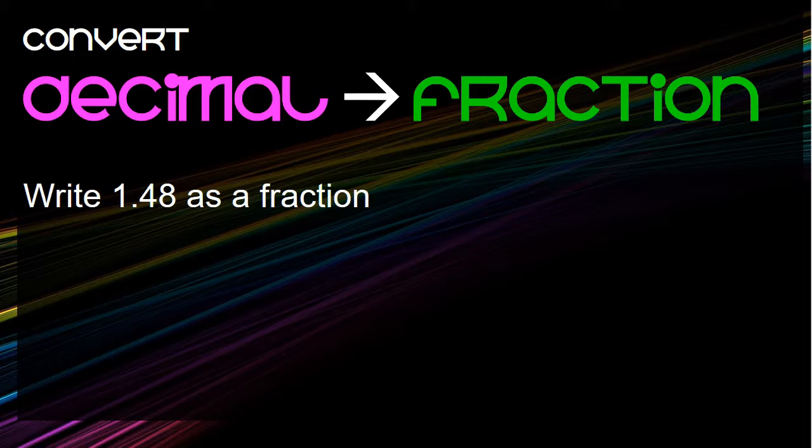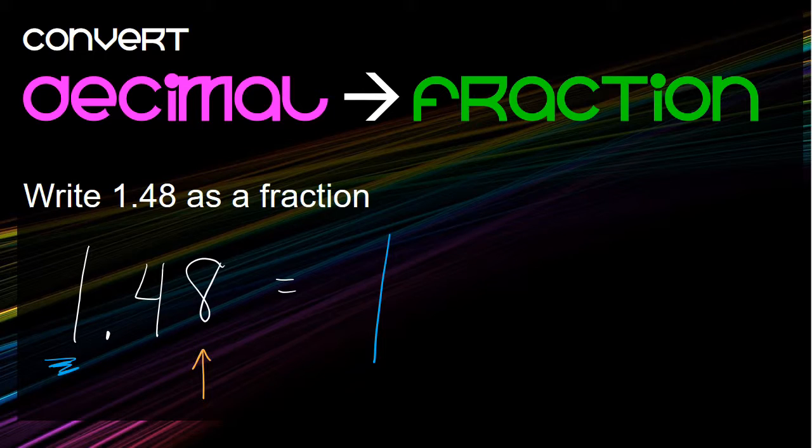Let's go ahead and try another one here. So our third example, our decimal is 1 and 48 hundredths. Our very first step here, we're going to identify the digits to the left of our decimal, which is 1. So we have 1 whole. Our second step is we're going to identify the place value of our last digit. We have tenths, we have hundredths, so the 8 is in the hundredths place, so our denominator is going to be out of 100.